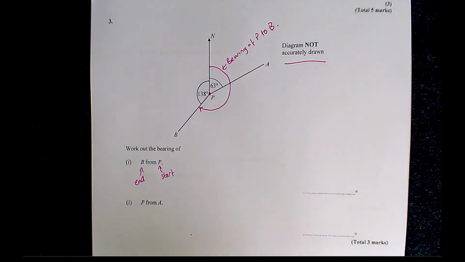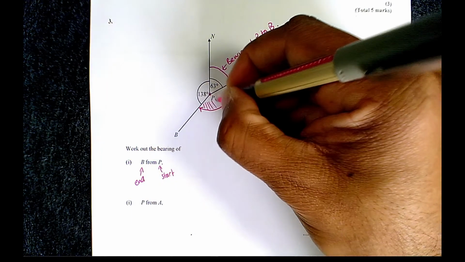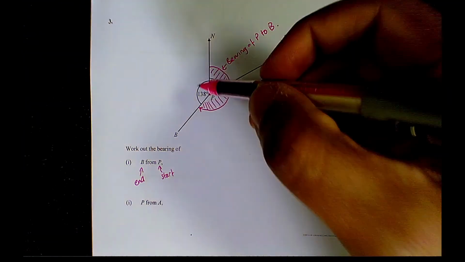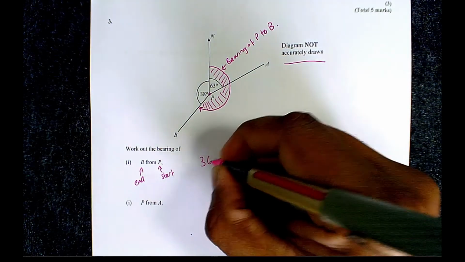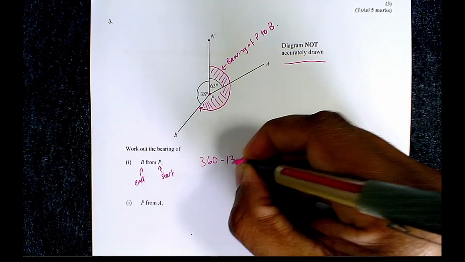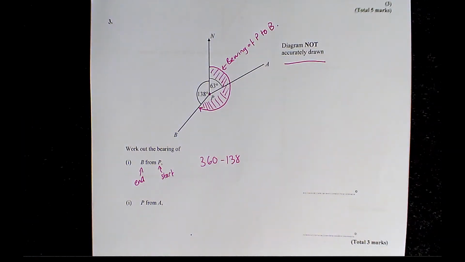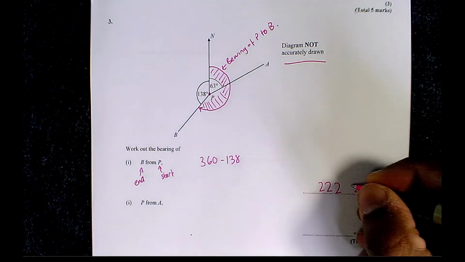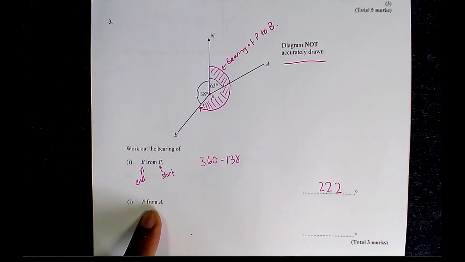Now, because the diagram is not drawn to scale, that means I cannot use my protractor. So for this, I know that all of this angle, if I just highlight this in pink, is going to add up to 360, including that side. So for this angle, all I need to do is 360 minus 138, and that will give me an answer of 222 degrees.